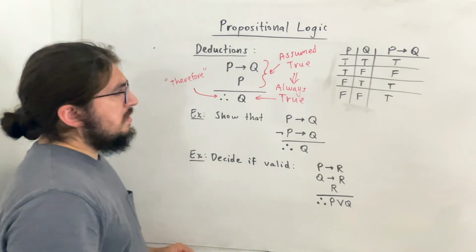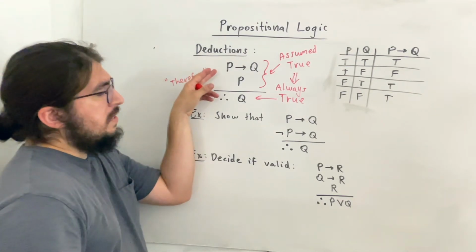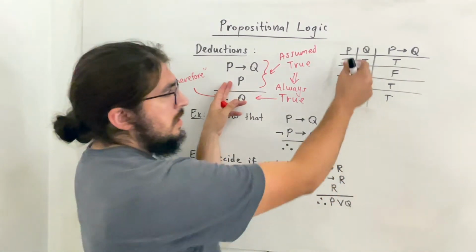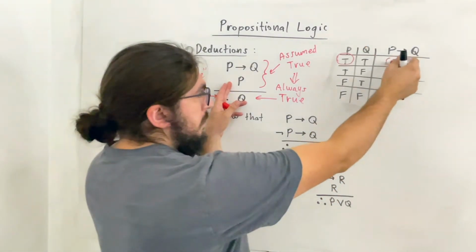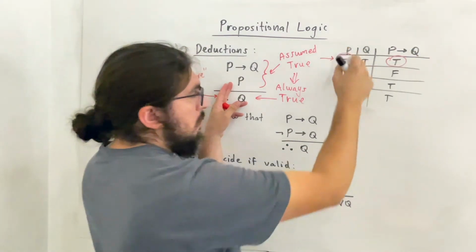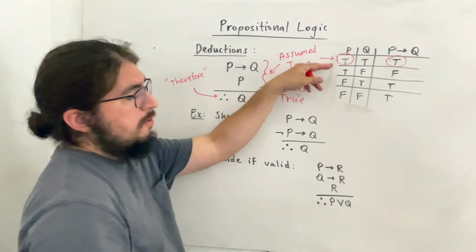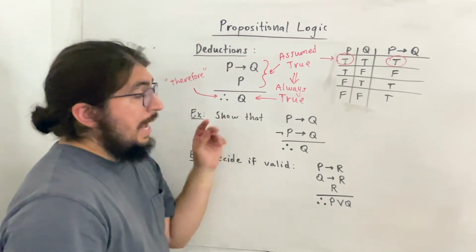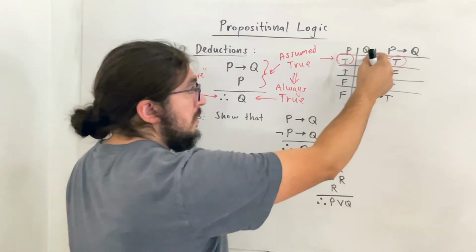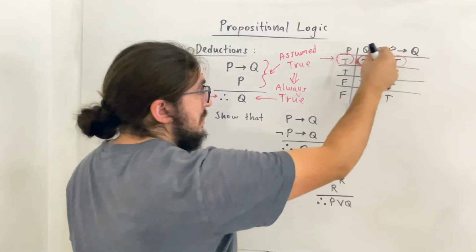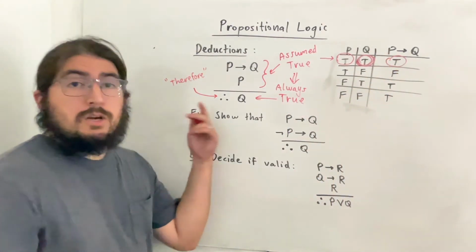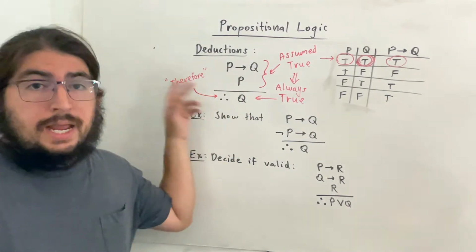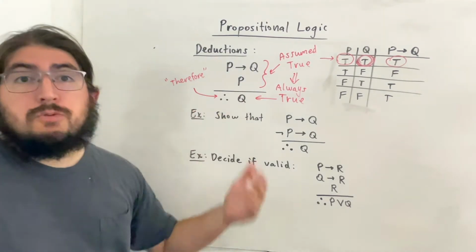So when do we have a scenario where "if P then Q" is true and P is also true? That's here and here at this row. Notice any other row doesn't have both of these being true. And notice Q is definitely true when that is the case. So this is a correct result. So if you assume "if P then Q," and you also assume P, then that means Q must be true.